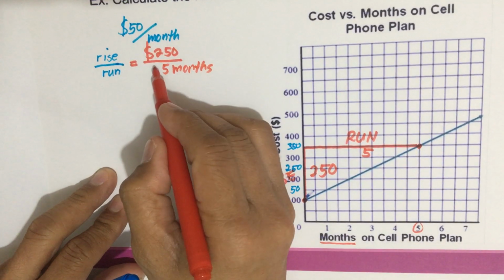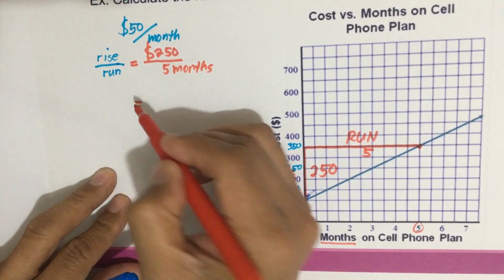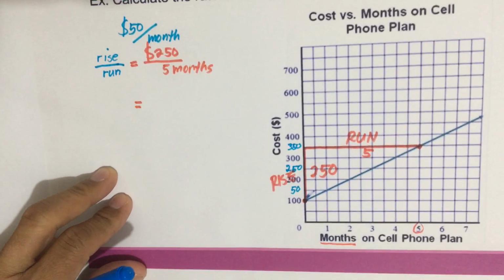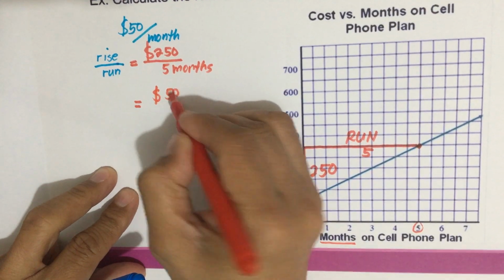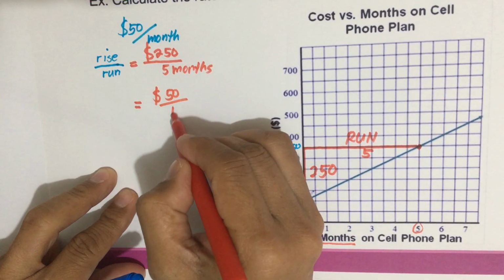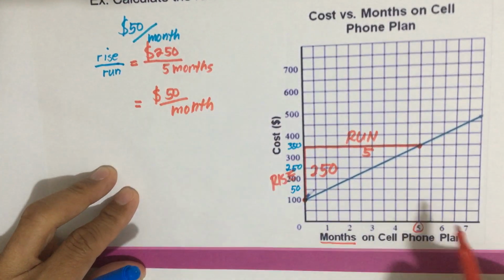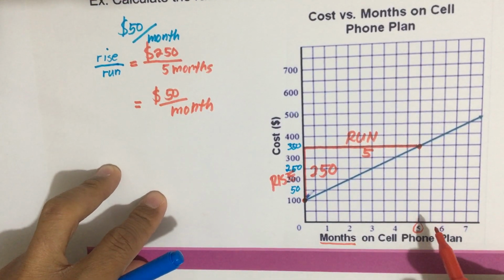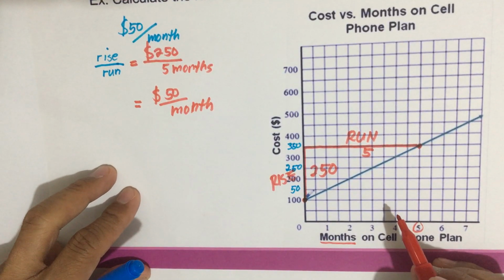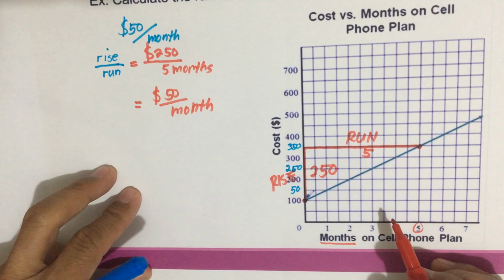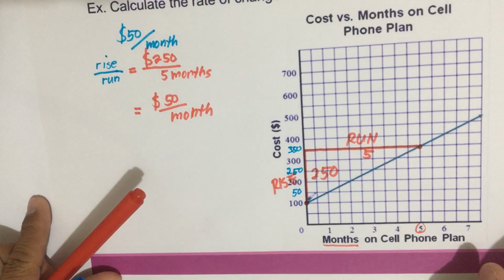Okay, so we divide 250 by 5. What is 250 divided by 5? This is equal to $50, no? $50 per month. So this is the rate, no? Rate of the cost per month, rate of change. Okay, so I hope you got the idea of what this rate of change is.